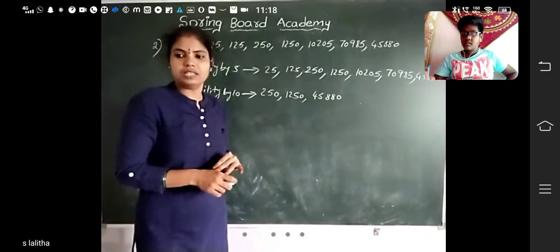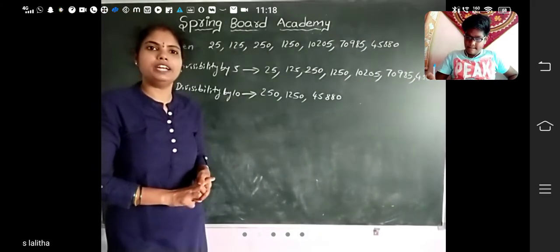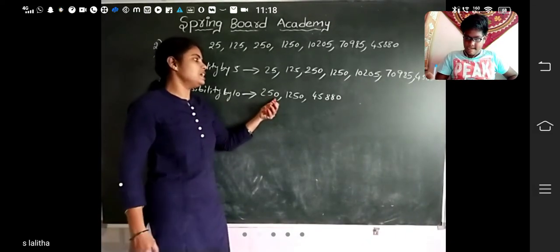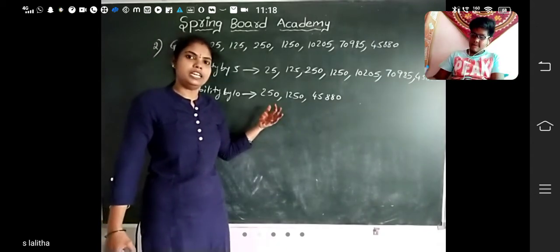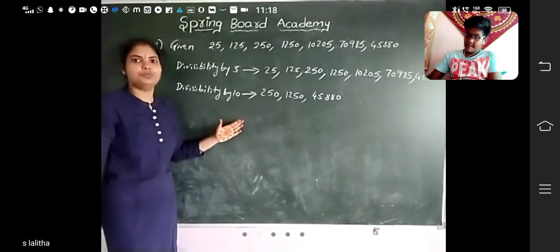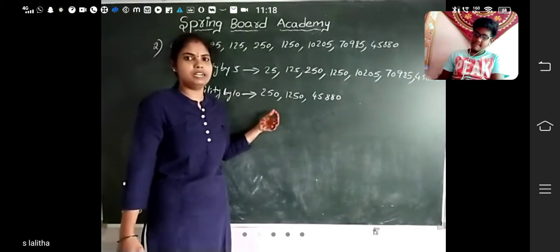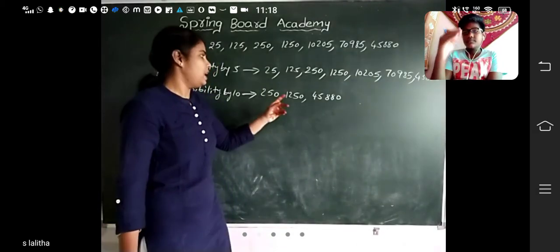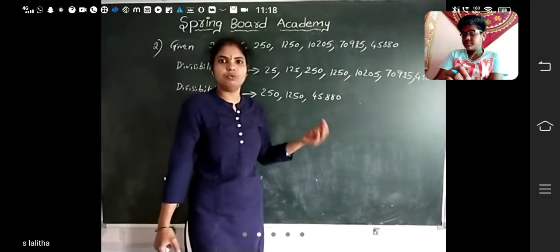Okay, children. Next, what is the other question? Check whether the numbers that are divisible by 10 are divisible by 2 and 5. Check here. In 250, the ones place is 0. 0 there means it is divisible by 5. And it is divisible by 2 also. Why? What is the divisibility rule for 2? If in the ones place 0, 2, 4, 6, 8 are there, then those numbers are divisible by 2. So it is divisible by 2 and 5 also. And next 1250, this one also divisible by 2 and 5. This one also divisible by 2 and 5.